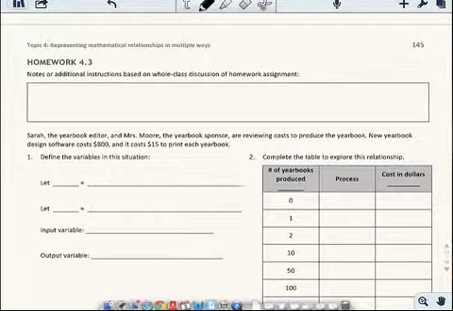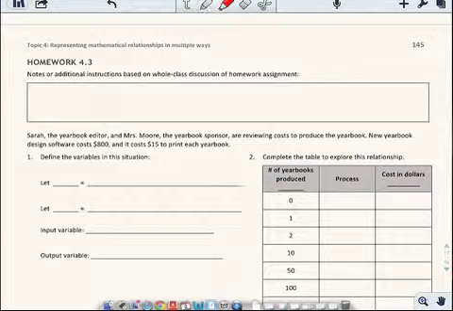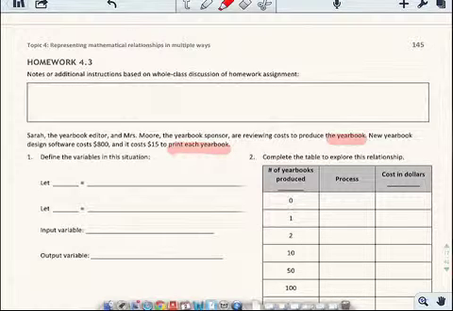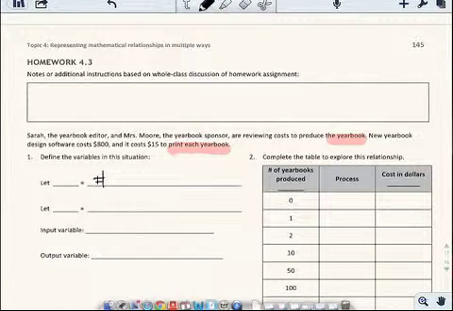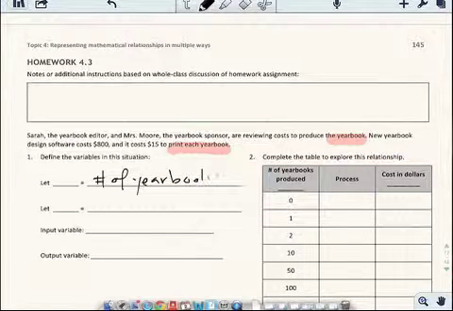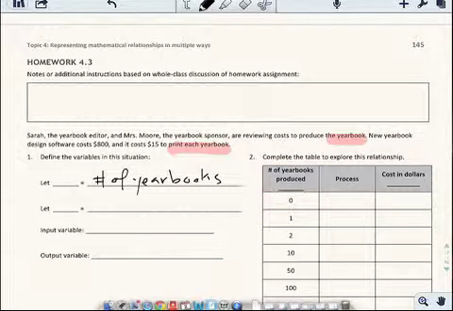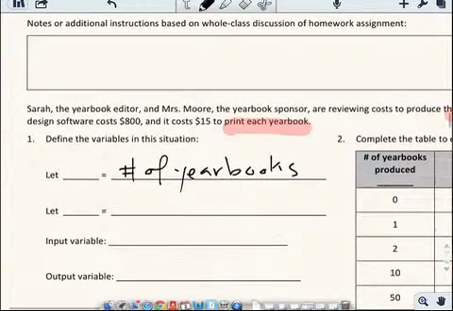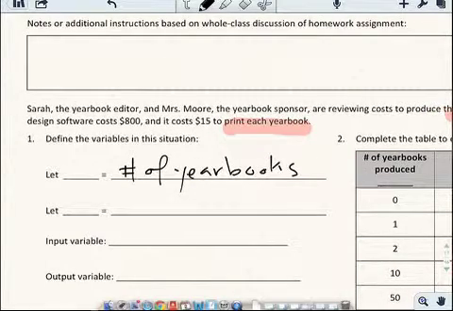To find the variables in this situation, I've got to think about the two kinds of quantities that I'm considering. I'm thinking that will probably have something to do with the number of yearbooks because it says print each yearbook. I think one variable better be number of yearbooks. And if you didn't see that directly, you might think to yourself, well, the cost of printing yearbooks must depend on the number you print. So I'm going to call that Y for number of yearbooks.